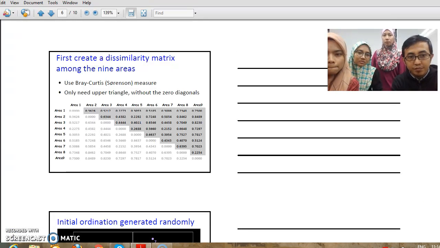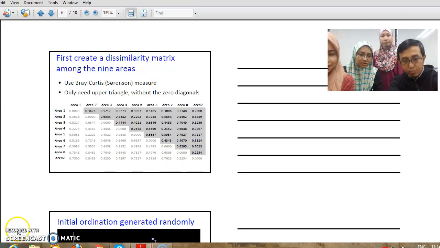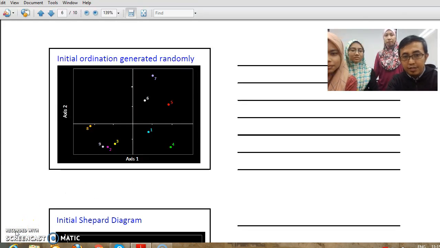Okay, first step, create a dissimilarity matrix among the 9 areas. As I said before, we use Sorensen's measure, only in the upper triangle without the zero diagonal. As you can see here, area 1 and area 2 give a dissimilarity of 0.3626. Area 9 with area 8, what is it? 0.2254.